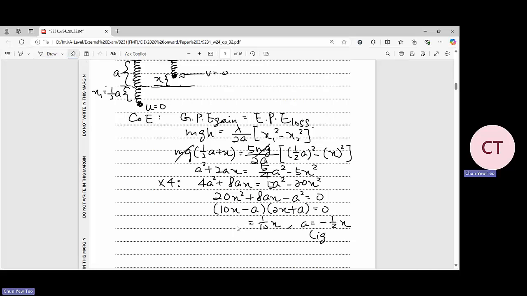We should get the answer x in terms of a. We shouldn't get the answer a in terms of x. So my answer over here, my x is 1 over 10a, or my x is a negative half a. So the x cannot be negative. We just ignore it.